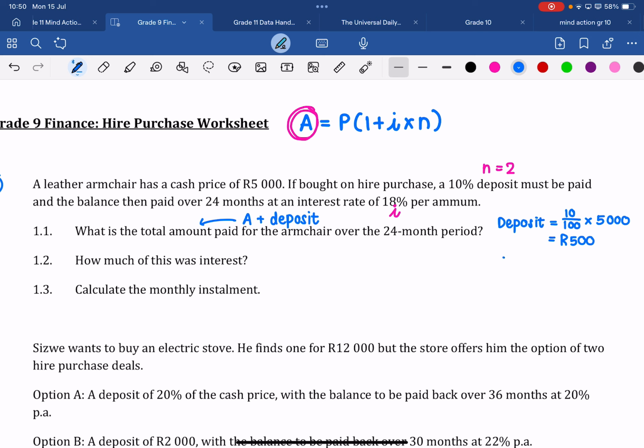Now, what did we say? P is cash price minus deposit. I'm going to have to just abbreviate it there. I don't have enough space. What was the cash price of this armchair? 5,000 minus the deposit of 500. I'm left with 4,500 Rand. This is now the P value that you are going to put into your simple interest formula.